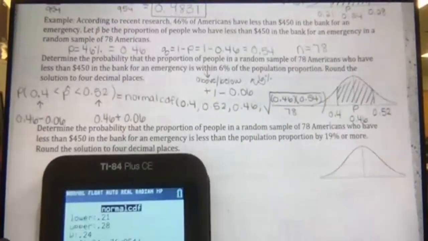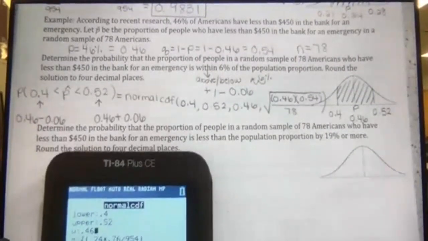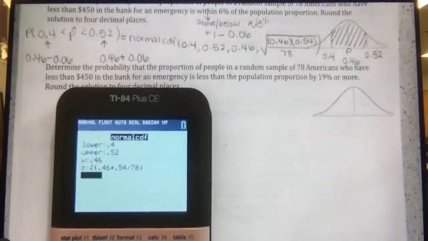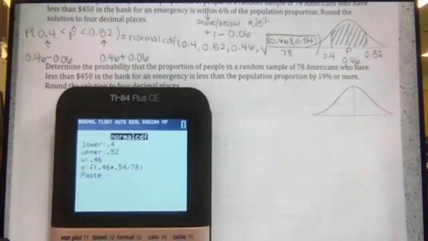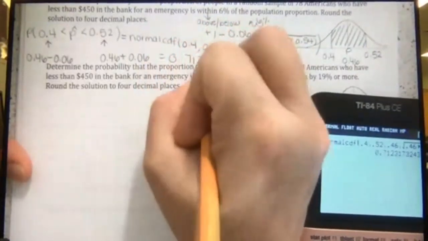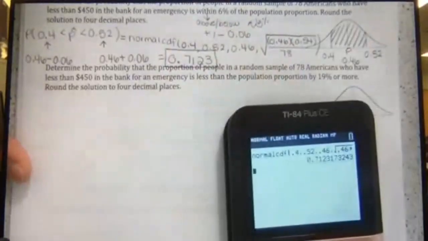Second, bars, normal CDF. 0.4 is our lower, 0.52 is our upper, 0.46 is our mean, which in this case is our p-value. And our standard deviation is the square root of 0.46 times 0.54 divided by 78. Pressing paste will put it like we have it written. Pressing enter will give us our answer. And we get 0.7123. Done. Last one.